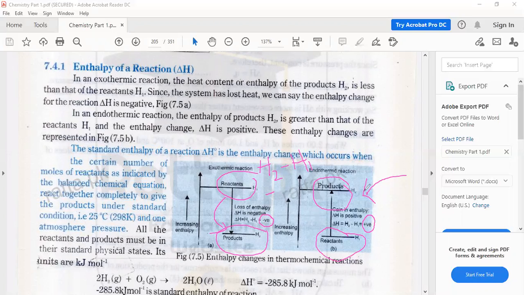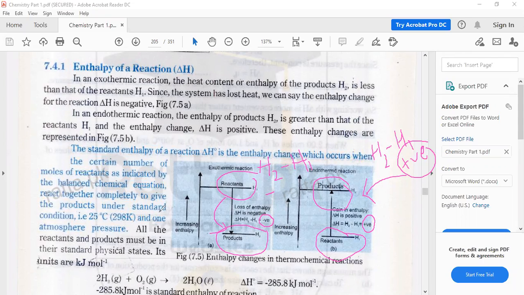On the other side, endothermic reaction having a positive sign, because when you are adding the heat, which shows H2 having a higher value of enthalpy and H1 is lower value. So when you are minusing the lower value from the higher one, then the answer will be in a positive. That's why endothermic reaction having a positive sign and exothermic reactions having a negative sign.